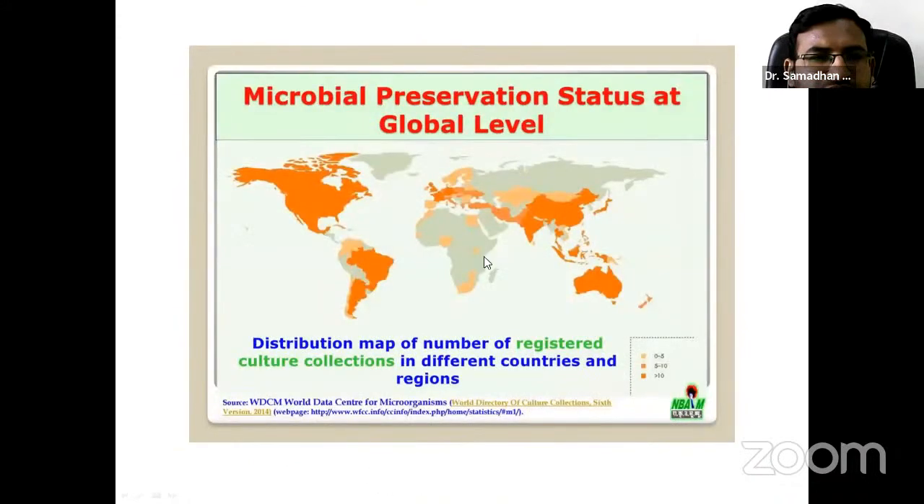This is the map of the world showing where culture collections are present. This data is recorded in the World Data Centre for Microorganisms. This is the apex body for culture collection regulations.